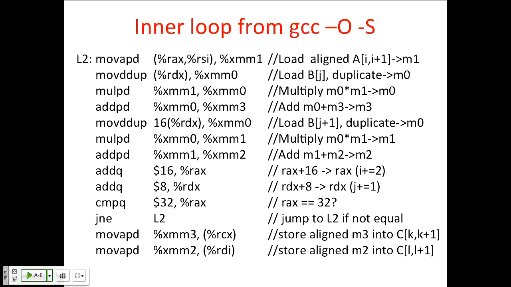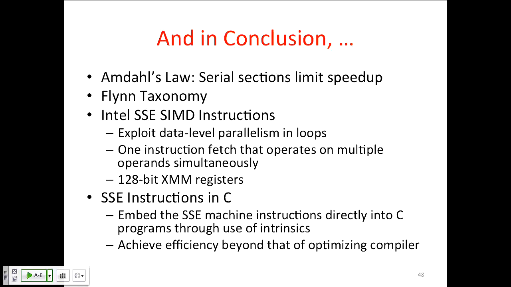Okay, so just to wrap up. We talked about Amdahl's law and parallelism. With Amdahl's law, it's really hard to get parallel speedup because you basically have to get almost all of your code parallel in order to see any substantial speedup. We talked about the Flynn taxonomy: SIMD, MIMD, SISD, and MISD. Then we talked a lot about the Intel SSE instructions. You'll be doing a lot of those in lab. So one instruction could do multiple data items at once. We also talked about how to do that in C.